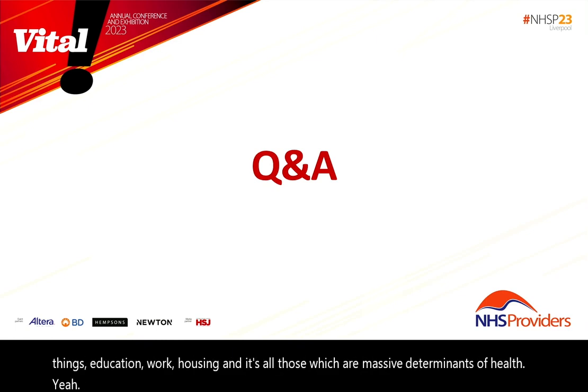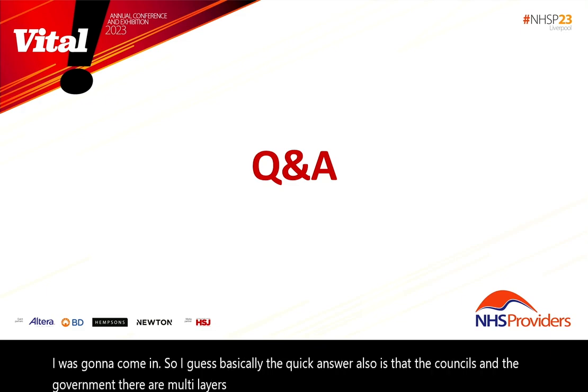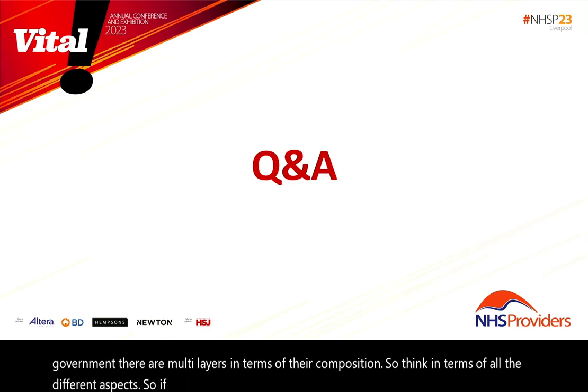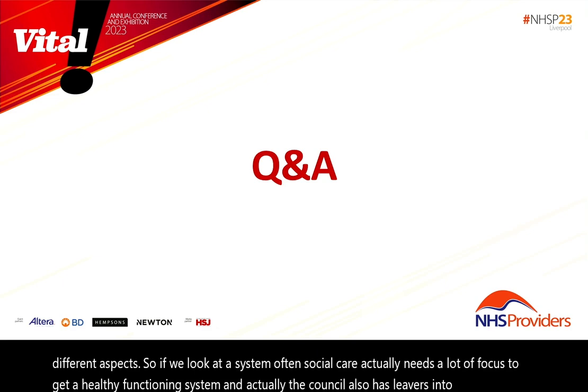I was going to come in. So I guess the quick answer also is that the councils and the government have multiple layers in terms of their composition. So think in terms of all the different aspects. If we look at a system, often social care actually needs a lot of focus to get a healthy functioning system. And the council also has levers into wider determinants.